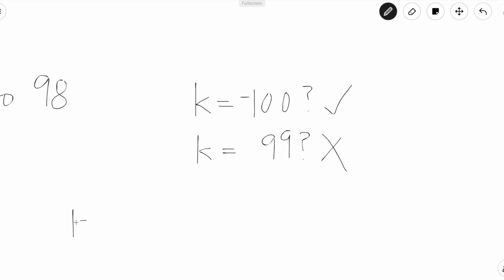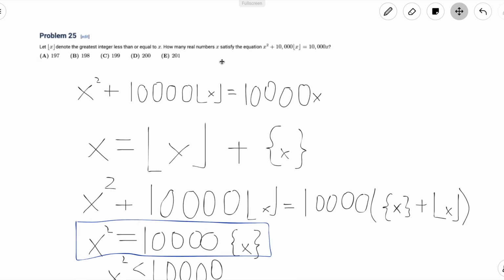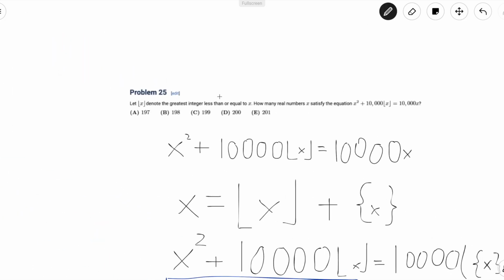So basically, we get the solutions k equals negative 100 all the way to 98. And if we count all of them, there's just 199 solutions for k. And we go back to the answers and we see that 199 is just C, and we're done.